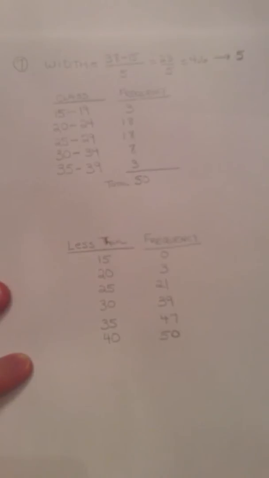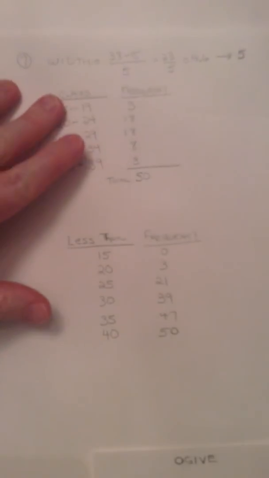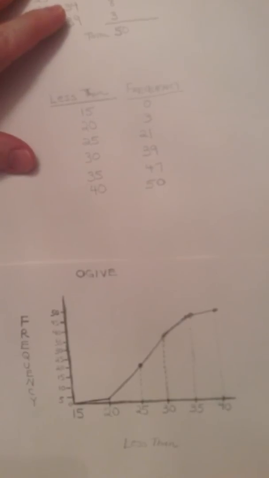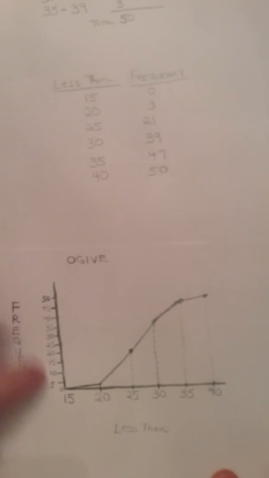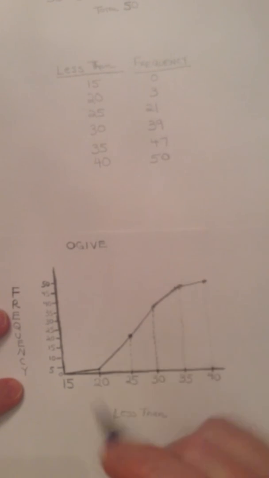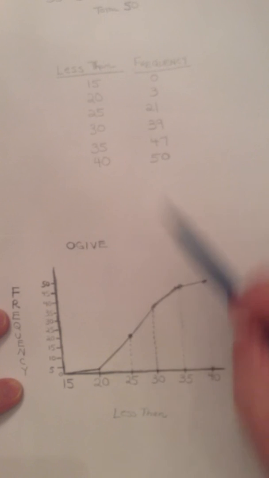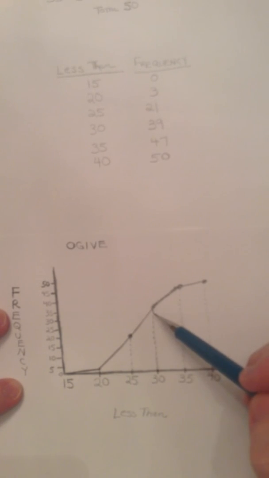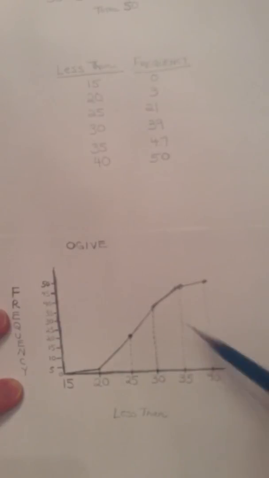And so in the case of the ogive, this will be connecting line segments together. You have the frequency in cumulative terms, and then we call this class or less than. So we have less than 15, which is 0; less than 25, 21; less than 30, 39; less than 35, 47; and then all 50 data components will be less than 40. And this is one way that you can express the ogive.